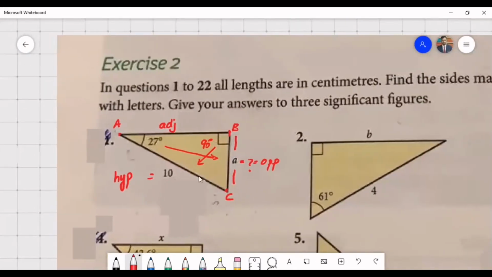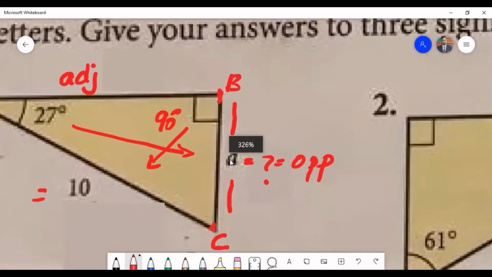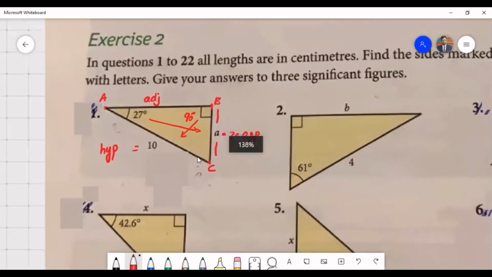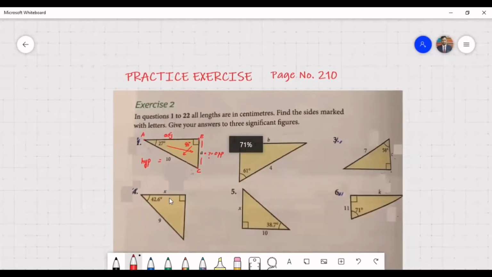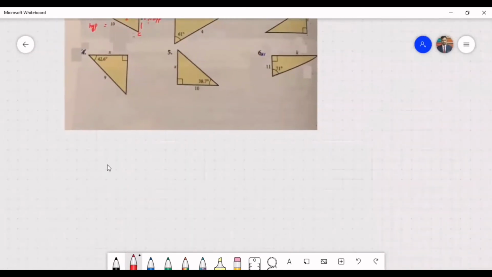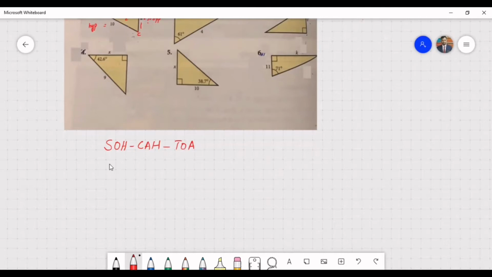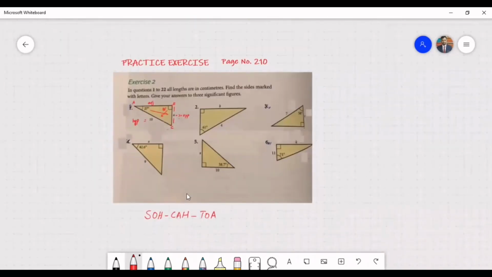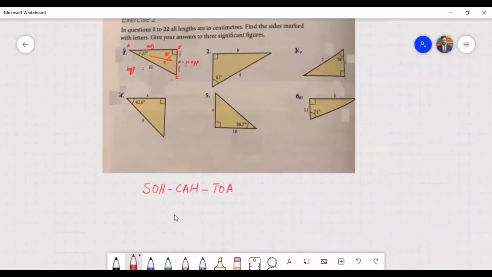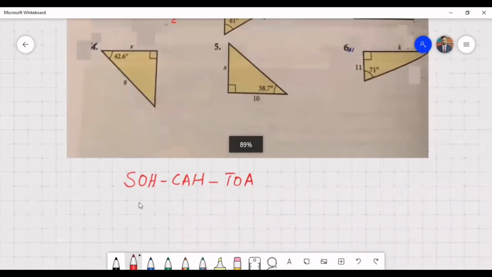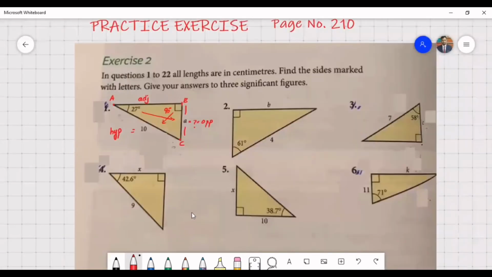So how to solve this? How to know this side? What is the value of this A? Very simple. As we learned, there are three types of trigonometric functions. I'm writing them again. We learned this last time. So we first decide which trigonometric function we will use: SOH, CAH, or TOA.